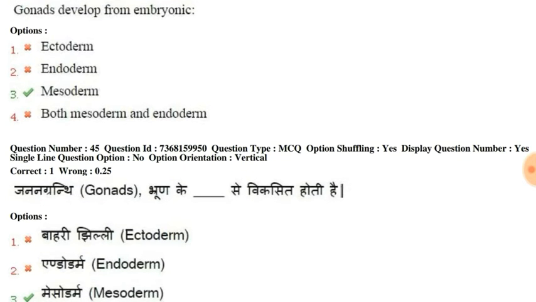Next is, gonads develop from embryonic. There are four options and the correct answer is the third one, that is mesoderm. And from mesoderm, or we can say the middle germ layer of the embryo, heart, kidney, muscles and connective tissue etc. form.